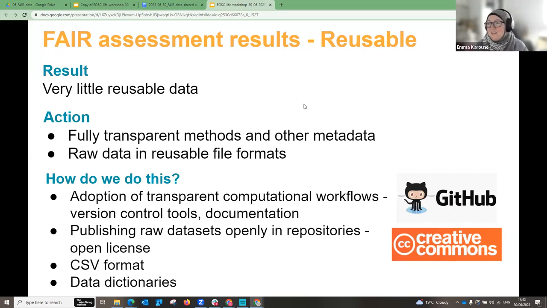I totally understand that. So what we need to be working towards is very rich metadata that goes with our data sets, and having our data sets in very usable formats. Our data sets are quite small, so CSV files from our Excel spreadsheets are all fine. And using a repository, so you can openly license your data so that people can understand how they can actually reuse it.